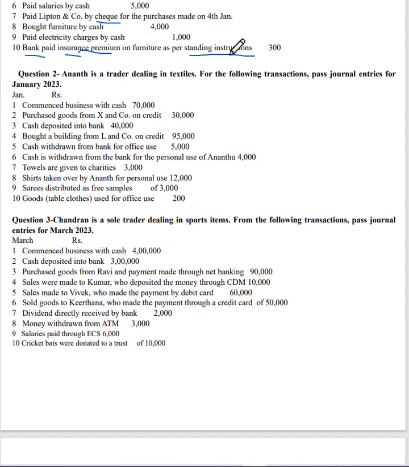Here is question 2. Anant is a trader dealing in textiles. So here we have to remember that he is a textiles trader. Trader means he is buying and selling the goods. Purchase and sales are taking place here. He is not manufacturing the goods. For the following transactions, pass the journal entries for January 2023. So the first one is that he commenced the business with cash of rupees 70,000.